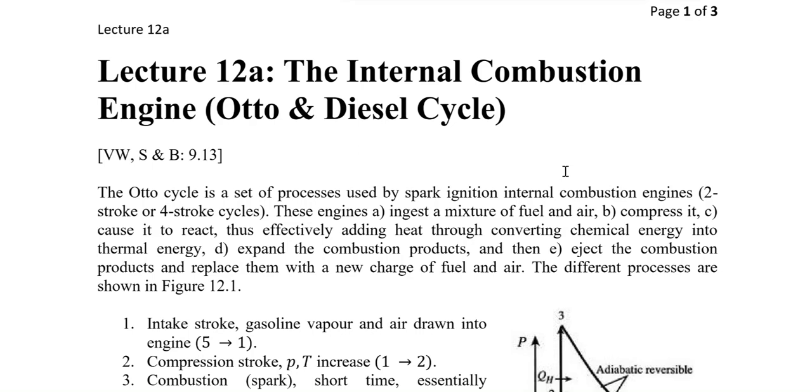Bismillahirrahmanirrahim, lecture number 12A, and we will be talking about the internal combustion engine based on the Otto cycle, and briefly we'll be discussing also the diesel cycle. In our last lecture, we said something about the ideal heat engine cycle based on the Carnot cycle, based on the Carnot processes. In that cycle, we did discuss there are four processes: two adiabatic processes and two isothermal processes. And the efficiency of the Carnot cycle was the maximum efficiency that was possible.